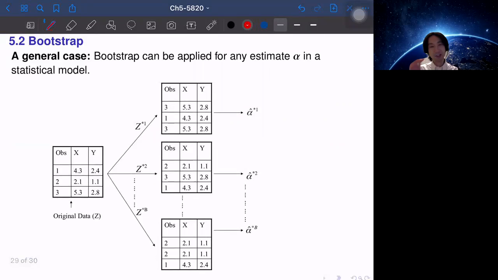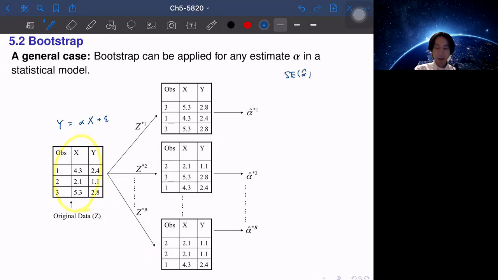Yeah, so your question is actually discussed in this slide. If we have the original data set, and suppose that we want to estimate the parameter, the model is y equals alpha x. We don't have an intercept here. And what's the standard error of alpha? Bootstrap can estimate the standard error of alpha hat.